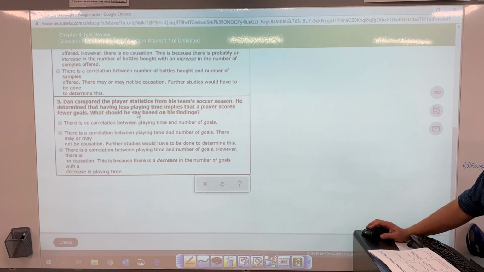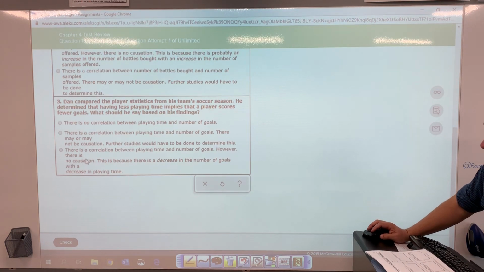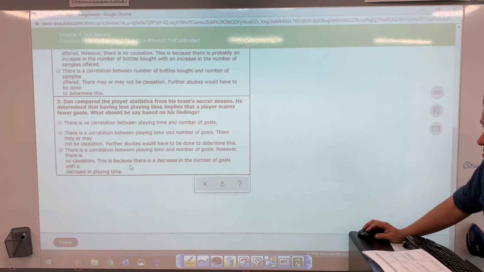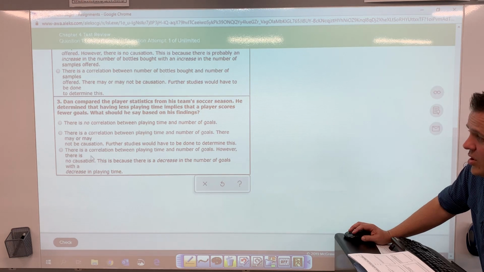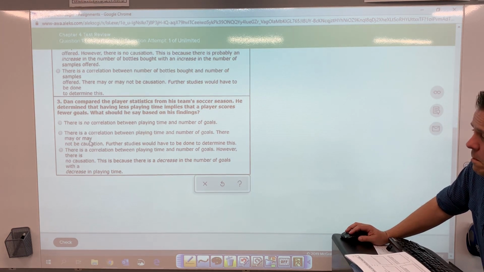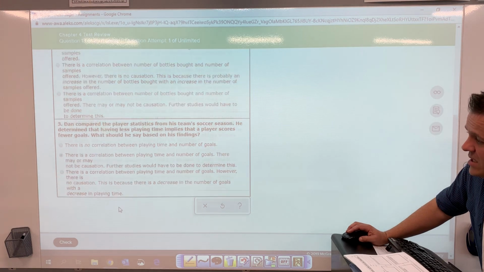Dan compared the players' statistics from his team's soccer season. He determined that having less playing time implies that a player scores fewer goals. What should he say about his findings? Okay, there is a correlation between playing time and the number of goals. There may not be cause. I'm going to go with, you know what? There's a correlation between playing time and number of goals. However, there is no causation. This is because there is a decrease in the number of goals with a decrease in the number of playing time. I don't like that. That doesn't make sense. Let's check.